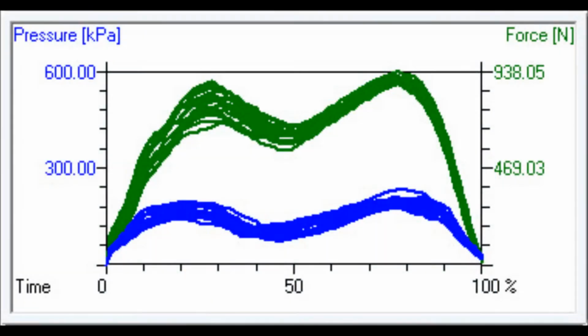The green curve depicted here is the amount of force beneath the foot during walking, and this is termed a force time curve. The blue curve is the pressure beneath the foot, which is a measure of the force over a relative area, but we will concentrate on the force time curve.